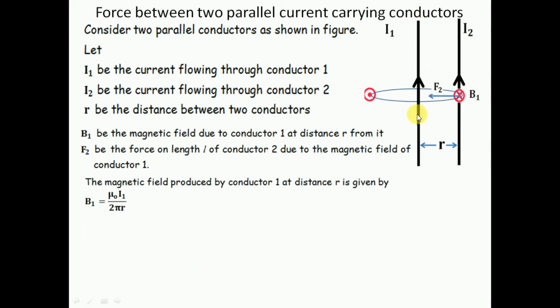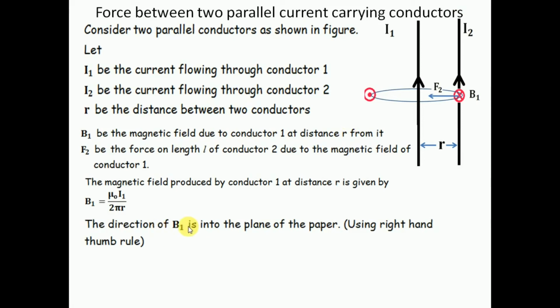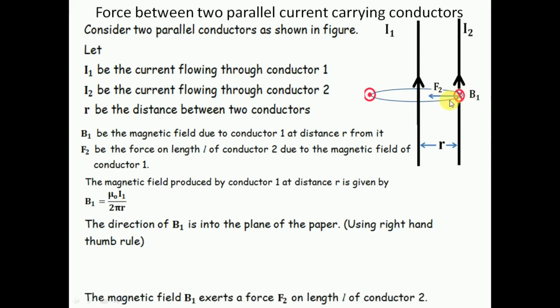We know from our previous video the magnetic field due to an infinitely long conductor is mu naught I by 2 pi r. So the magnetic field due to conductor number 1 at this point, that is B1, can be written as B1 is equal to mu naught I1 by 2 pi r, and we are keeping conductor number 2 in the magnetic field of conductor number 1. The direction of the magnetic field is given by the right hand thumb rule. Out here the magnetic field is going into the plane of the screen.